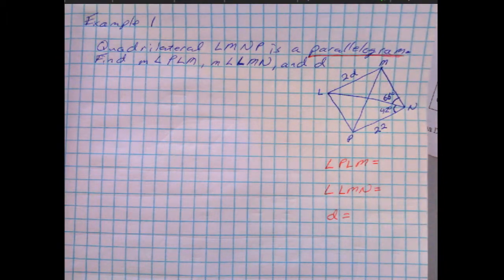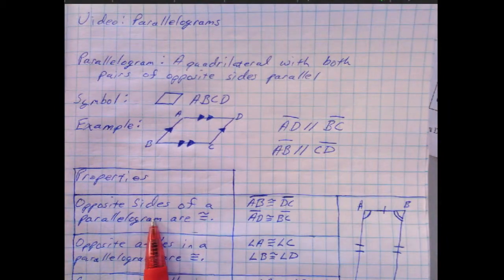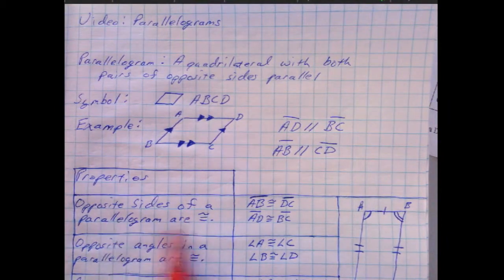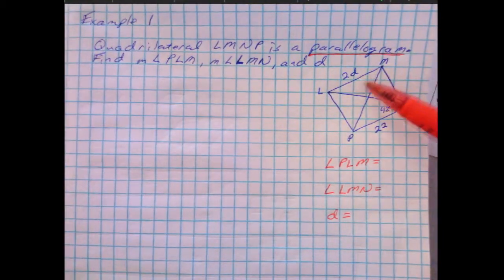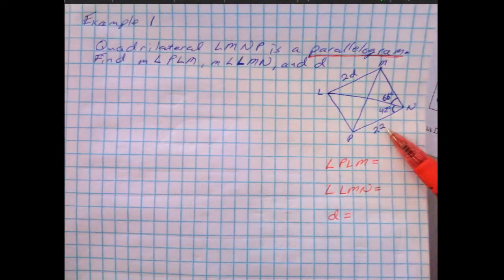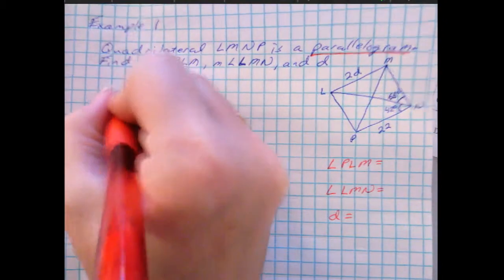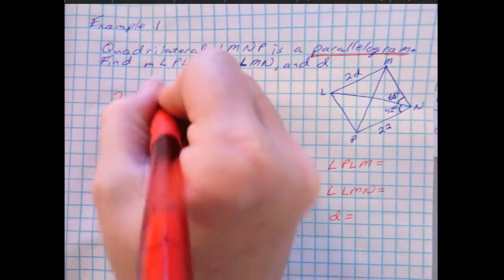So let's go back and look at our properties. I'm going to look at sides first. That's the top one. It says opposite sides of a parallelogram are congruent. Do I know anything about the sides here? I do. I have LM and PN. Are they opposite sides? Yes, they are opposite sides, so they should be congruent. So that means 2D equals 22.